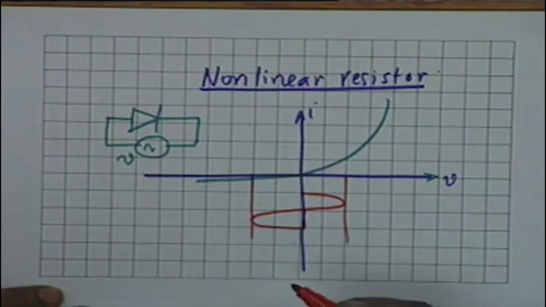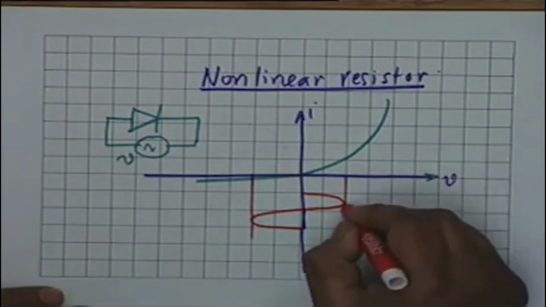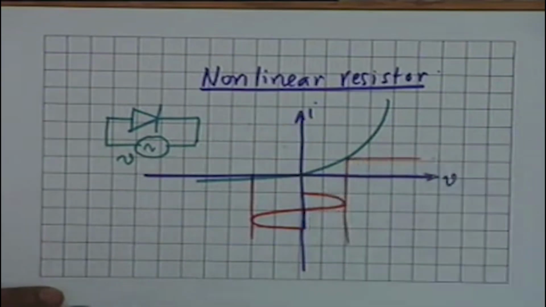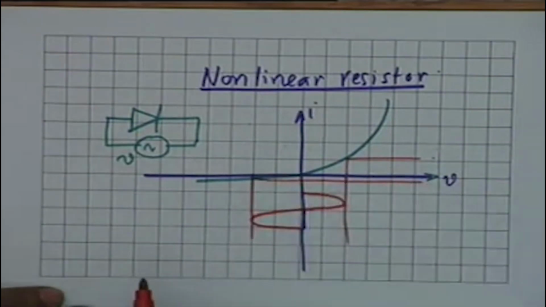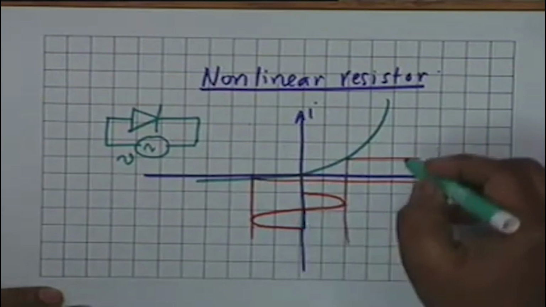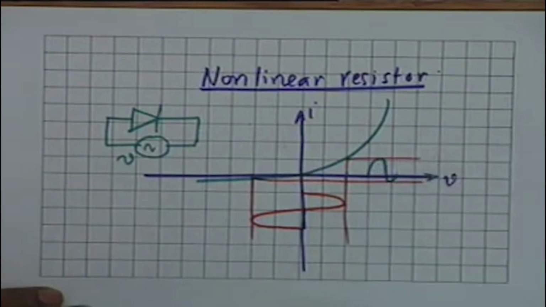Now, if you plot the corresponding current, obviously at this peak the current would be this much. All right. So, if you extend this horizontal line, and at this peak the current is this much, very small, and therefore the current waveform shall no longer be sinusoidal, it would be distorted, it would be like this. There would be very little current when the voltage is negative. The current flows merrily when the voltage swing is positive.